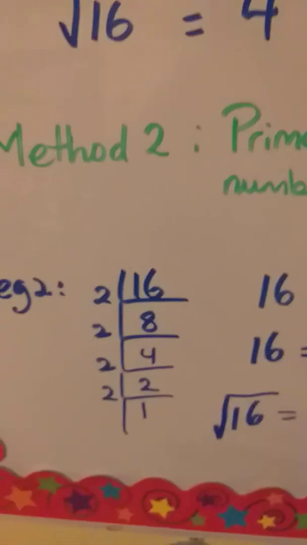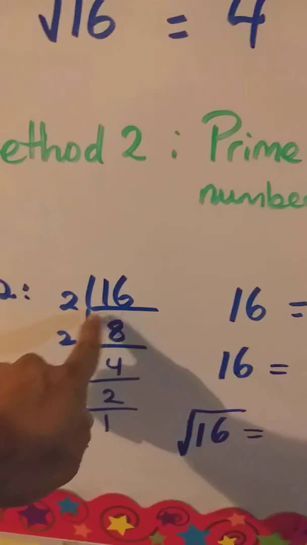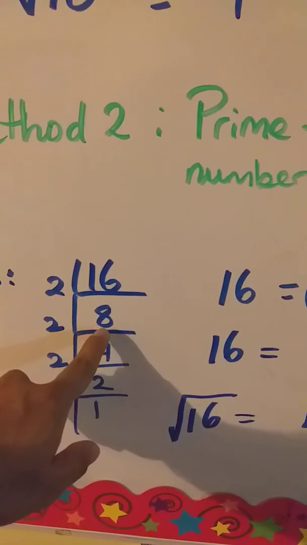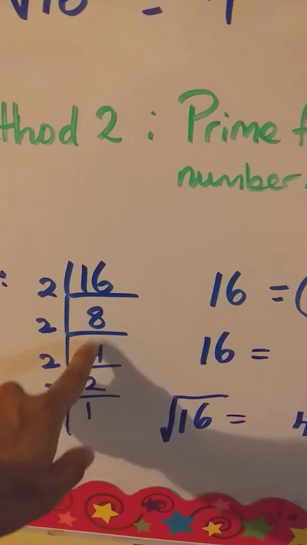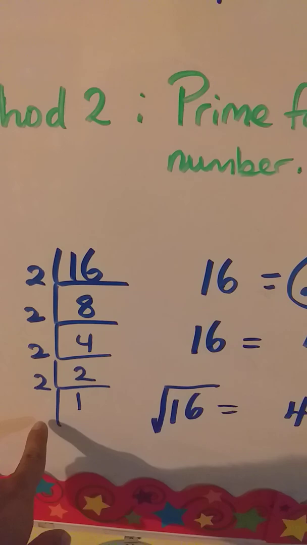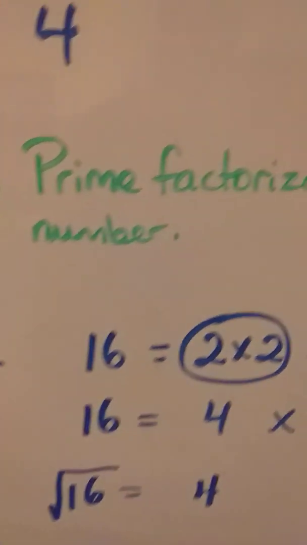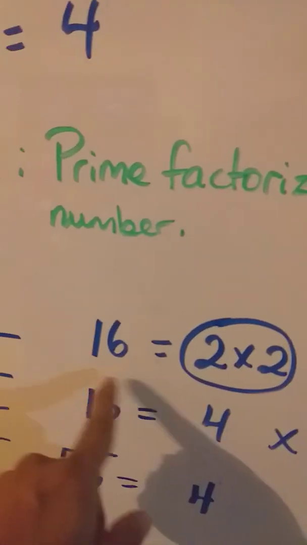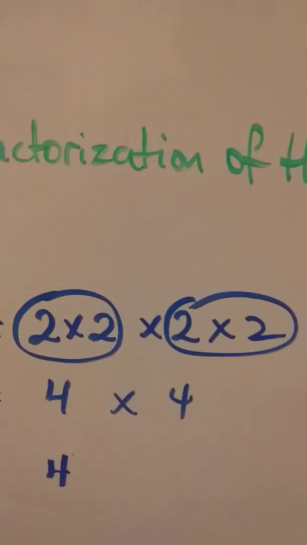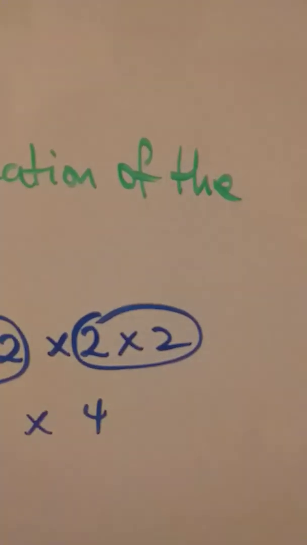Let's prime factorize it. We start with 2 because 16 is an even number. 2 into 16 is 8. Then we divide again. 2 into 8 is 4. 2 into 4 is 2. 2 into 2 is 1, and we stop there. So the prime factorization of 16 is 2 multiplied by 2 multiplied by 2 multiplied by 2. 2 2s are 4, 2 4s are 8, 2 8s are 16.